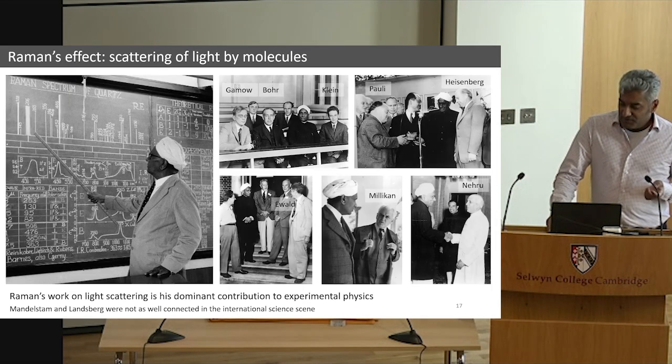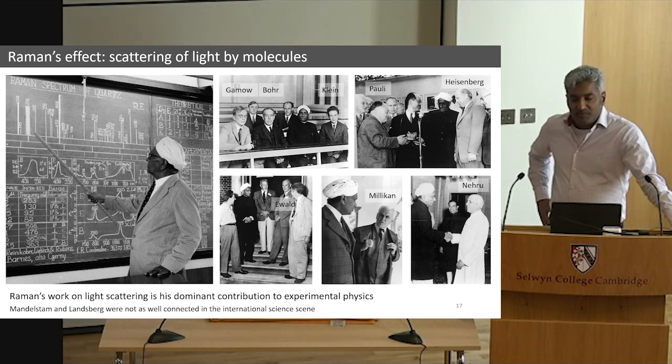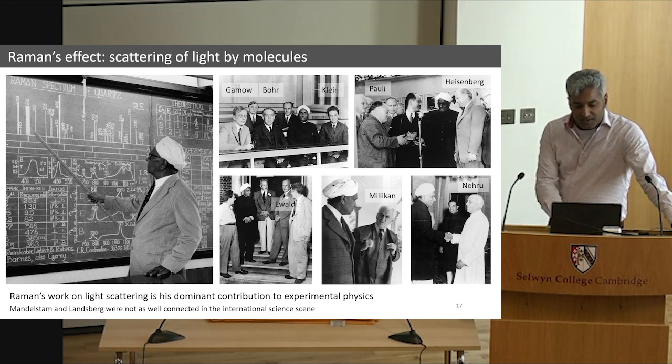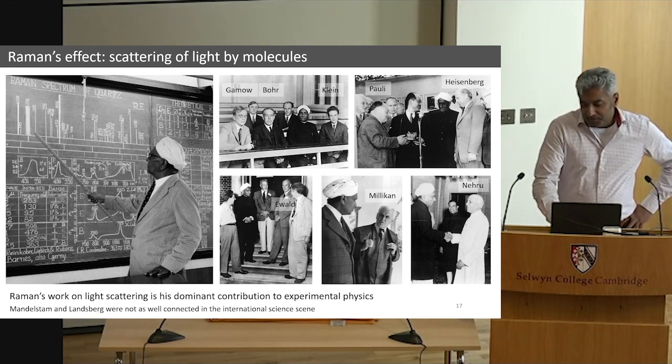So Raman, of course, was a very famous scientist from India back in the day. And I think what really enhanced his fame was the fact that he was very well connected within the international scientific community. So you see Raman over here, and around him you see Niels Bohr, for example, George Gamow, Oscar Klein. You see Raman over here with the founding fathers of quantum theory, Heisenberg, Pauli, a few other scientists, Ewald, Millikan. And Raman was also very well connected with politics in India back in the day.